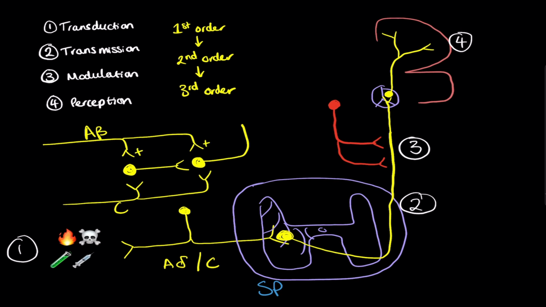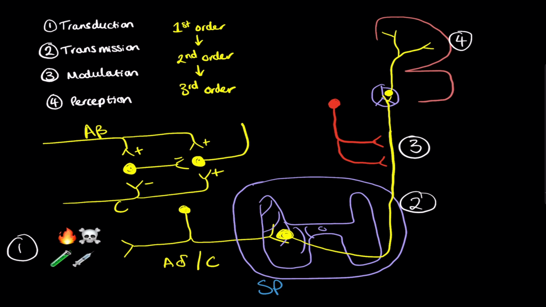This occurs right at the end of the first order neuron, as it's passing the signal onto the second order neuron. A clinical application of this process is the use of TENS machines in chronic pain. The machine activates A beta fibers and blocks the pain signals, which provides relief from the pain.